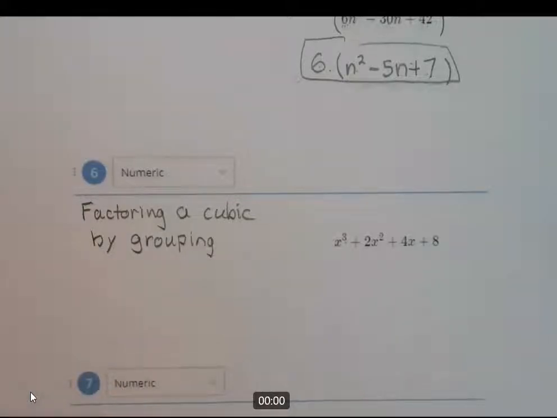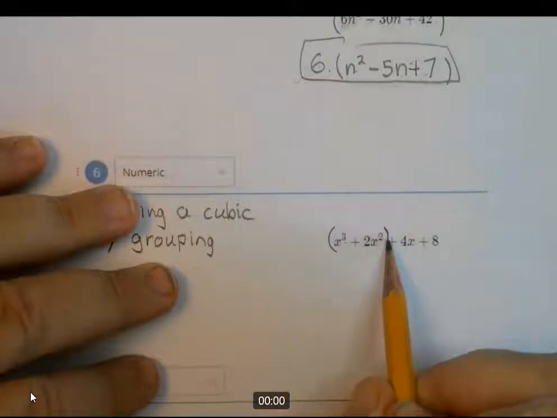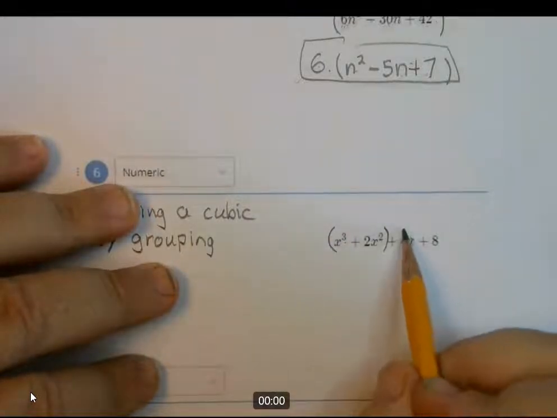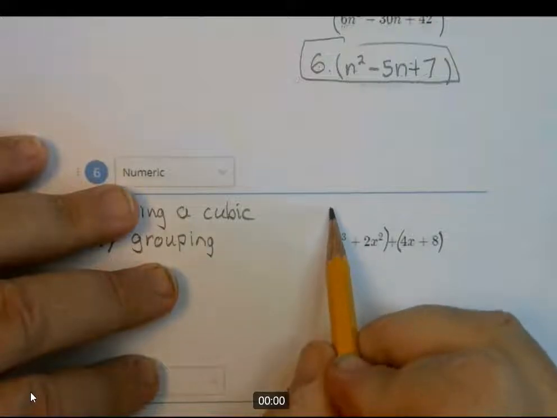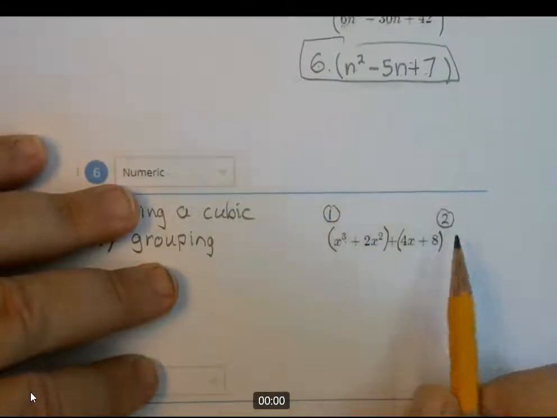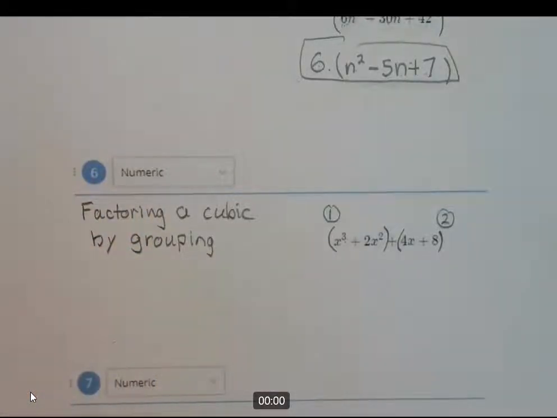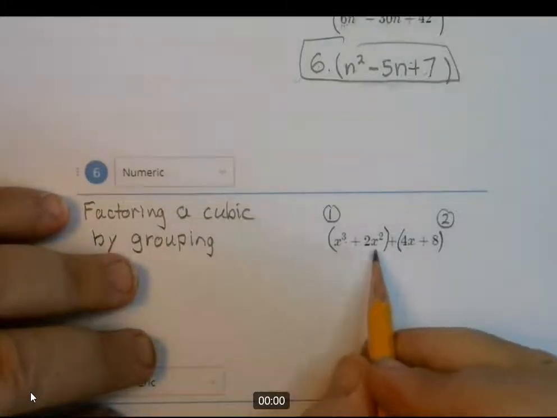So what you do is you group these two together. You put a parenthesis around it. Next, you group these two together. So first you're going to factor this. That's going to be your first factor. Next, you're going to factor this. That's going to be your second factor. And then in just a moment, you'll see what your third factor is. But you factor 3 times. Okay, so just focus on this one right here.